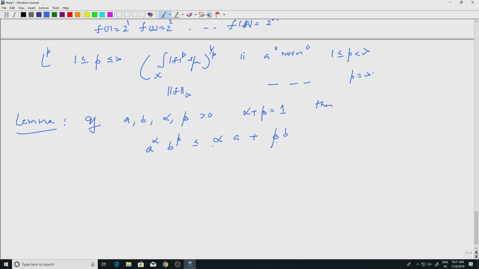So, there is a convex thing here, alpha plus beta is 1. So, this is like lambda a plus 1 minus lambda b, right. This is my alpha, this is my beta. So, you will see that a convex function has to come in. So, let us prove this.